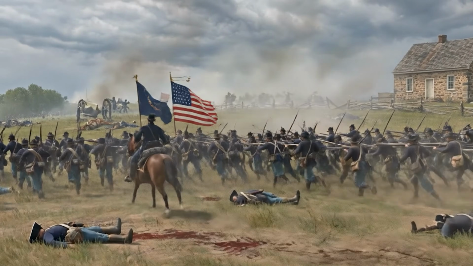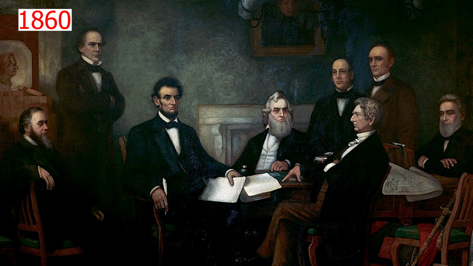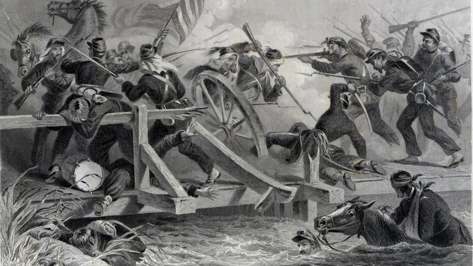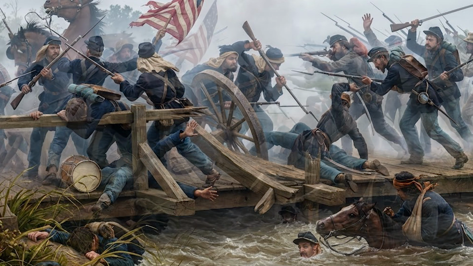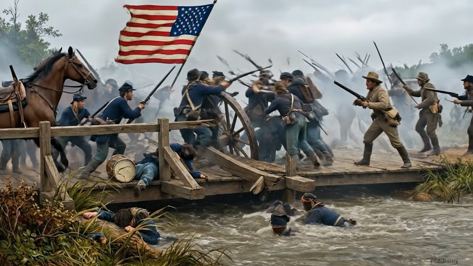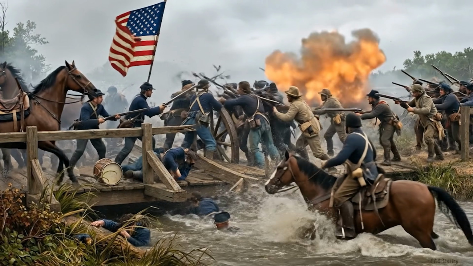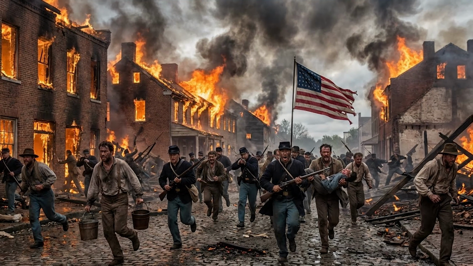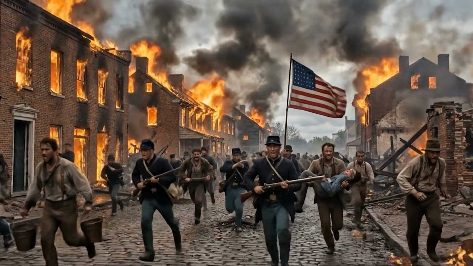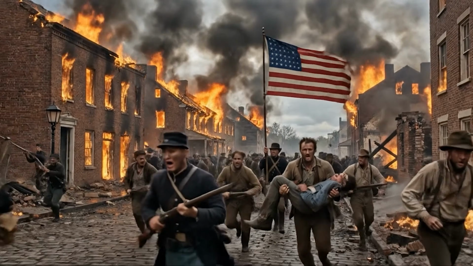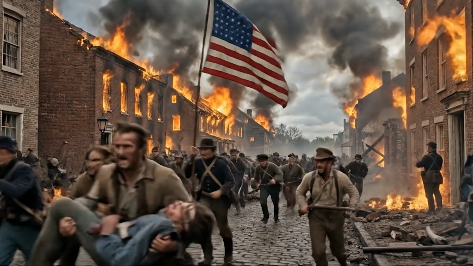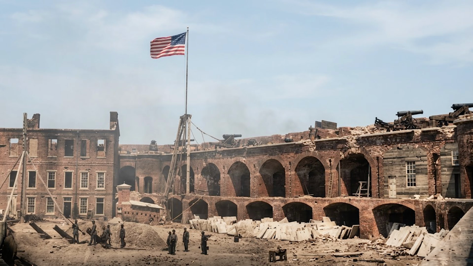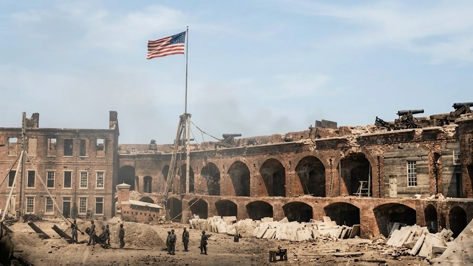It all started in 1860. Abraham Lincoln was elected president on a platform opposing the expansion of slavery. Southern states, fearing he would eventually abolish slavery entirely, began seceding from the Union to form their own nation, the Confederate States of America. Lincoln refused to accept this division, insisting the Union was permanent and indivisible. When Confederate forces fired on a federal fort in April 1861, 4 years of devastating warfare began.